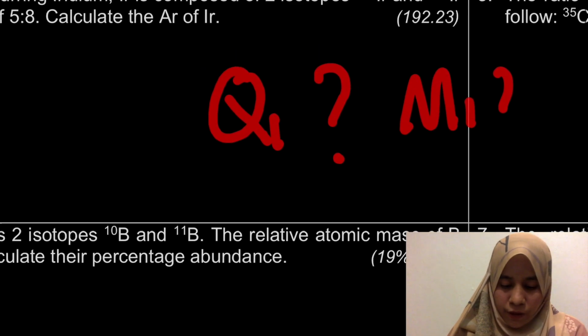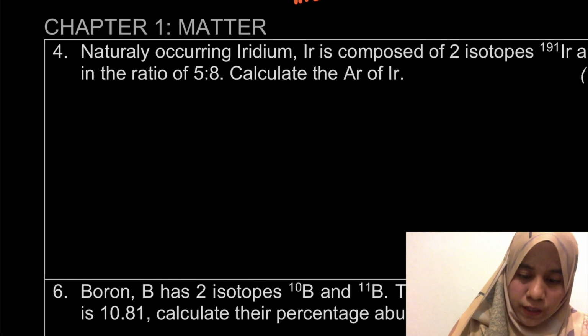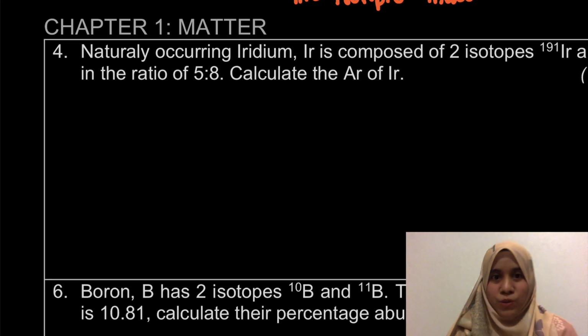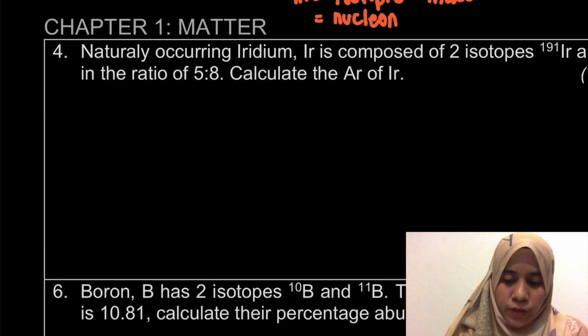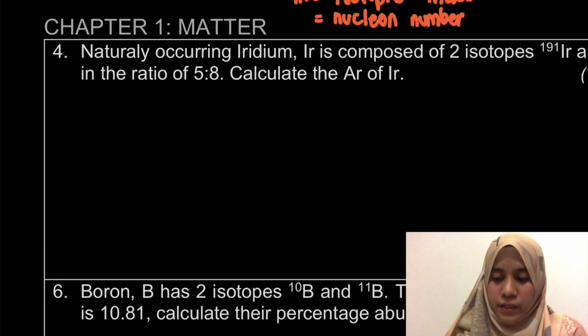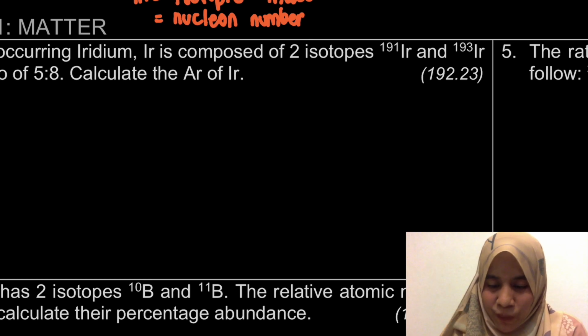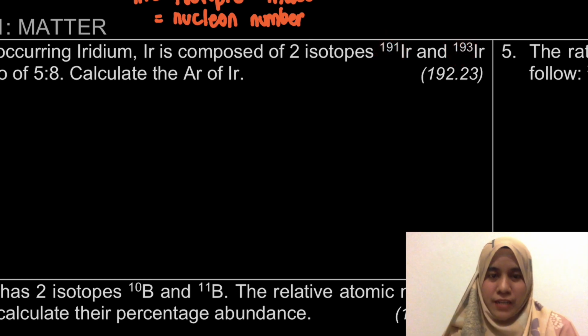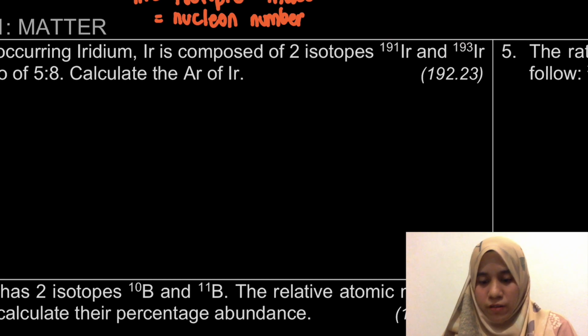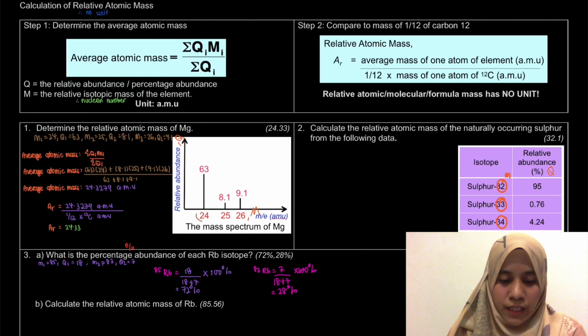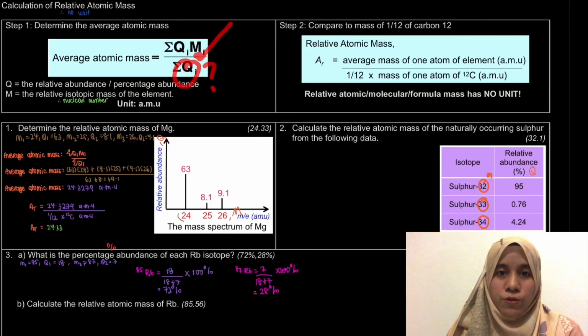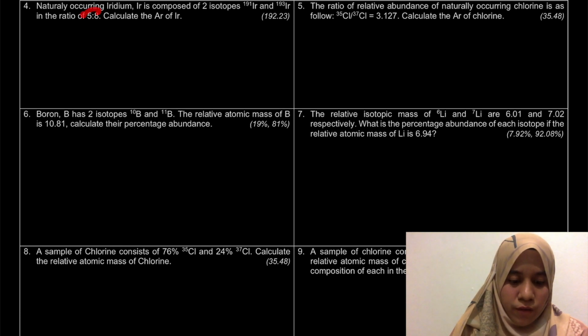Remember that your M is actually your isotopic mass. The isotopic mass is the same as our nucleon number. In this case, which one is our M? It is 191 and 193. So this is our M1 and this is our M2. We have found our M. How about our Q? We get that information from the ratio itself, 5:8.